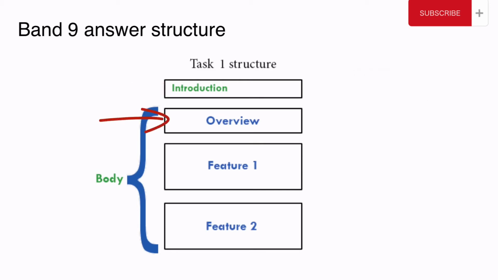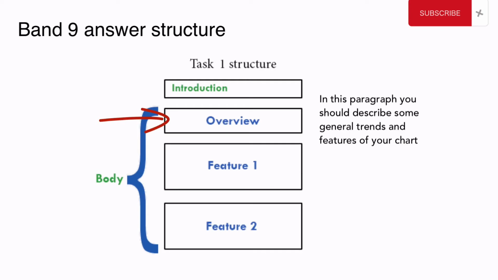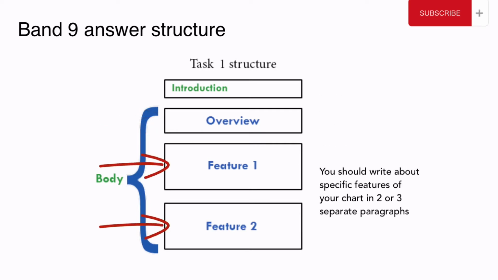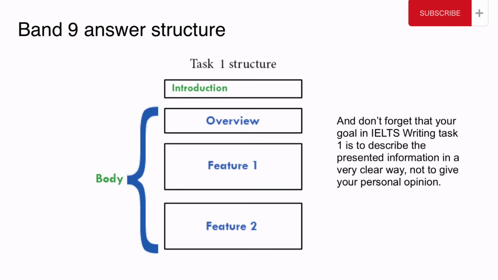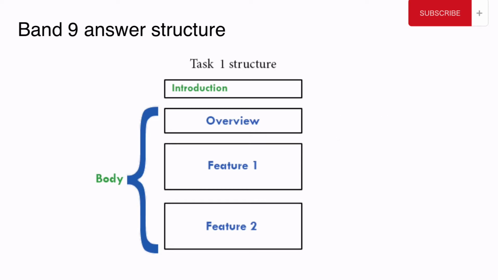Then, you should write an overview paragraph. In this paragraph, you should describe some general trends and features of your chart. Next, you should write about specific features of your chart in 2 or 3 separate paragraphs. And don't forget that your goal in IELTS Writing Task 1 is to describe the presented information in a very clear way, not to give your personal opinion. So don't write a conclusion in Task 1. Now you know the answering strategy, so let's start writing our Band 9 answer.